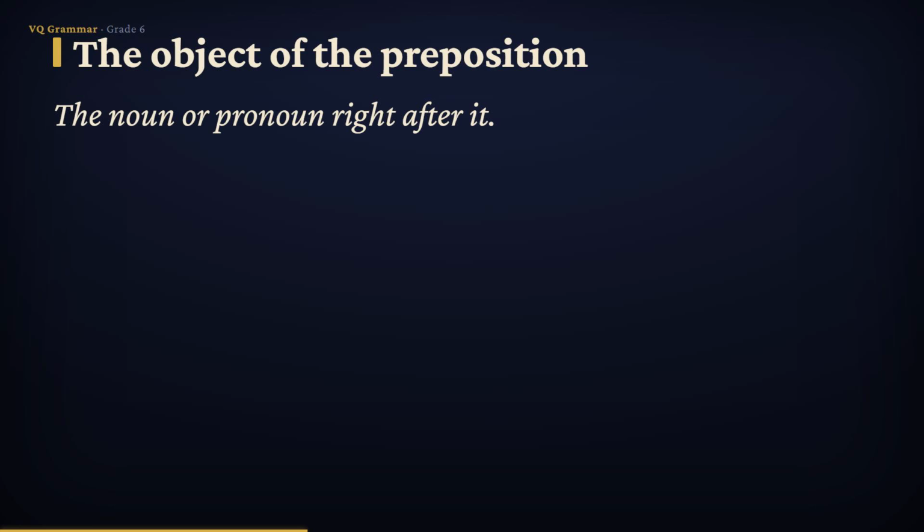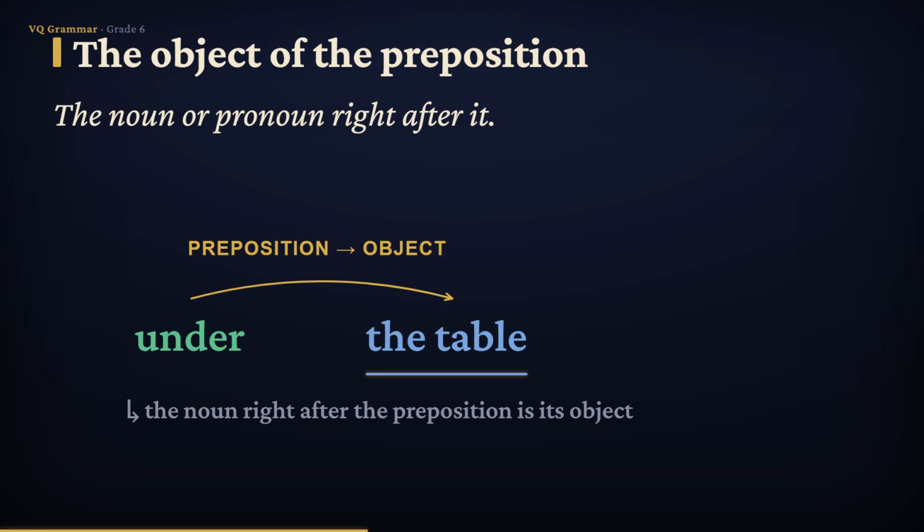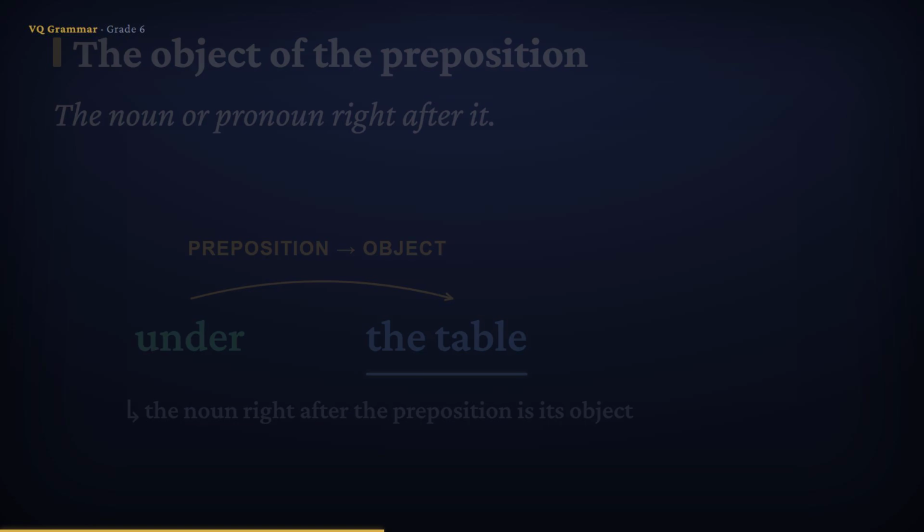Every preposition drags a partner along with it. That partner has a name. We call it the object of the preposition, and it's just the noun or pronoun sitting right after the preposition. In under the table, the preposition is under, and the word it points to is table. So table is the object. The preposition and its object travel together as a little team. The preposition on the left, the object it points to on the right. Find the preposition, then look right after it, and there's your object.